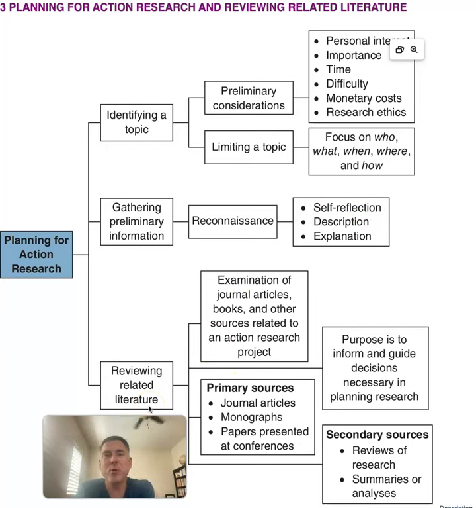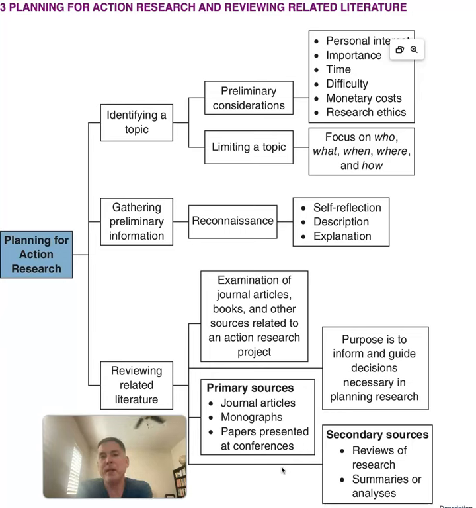So it's important to think about what has been done already. So we want to look at journal articles, books, other sources or related action research projects. We also want to look at primary sources: journal articles, monographs, papers presented at conferences. And then we can also look at secondary sources, which would be a review of research, meta-analyses, summaries of analyses.